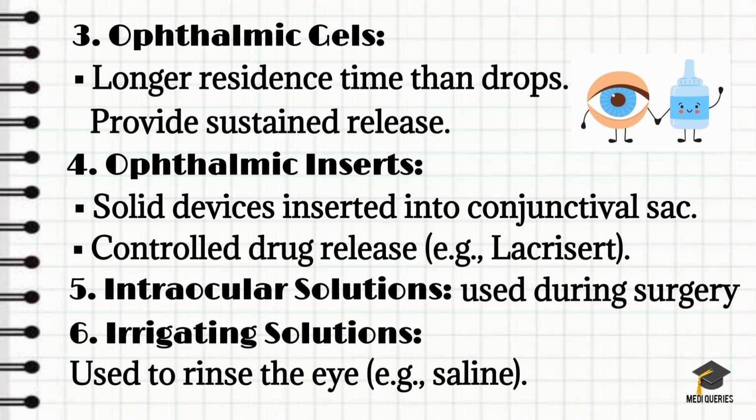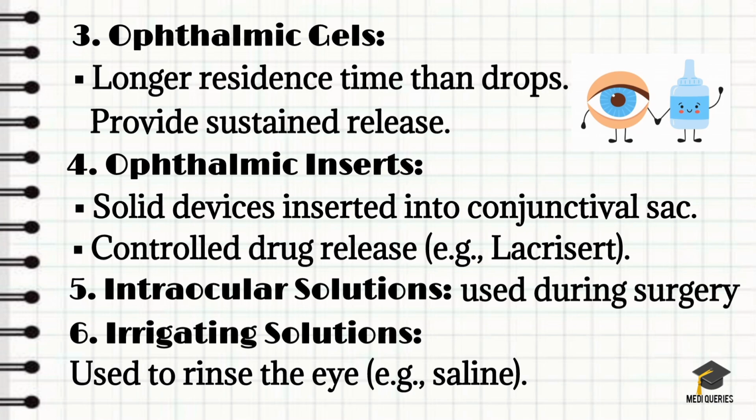These are also called ocuserts. These are solid or semi-solid devices which are placed in the conjunctival sac. They are used mainly for controlled and sustained release of the drugs. Examples like pilocarpine ocusert for glaucoma.